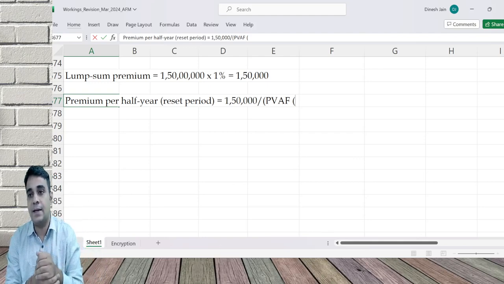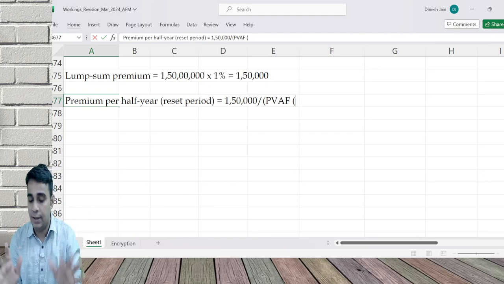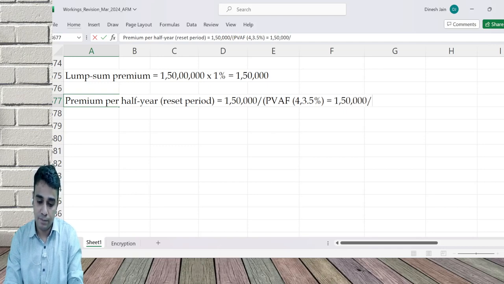How many reset periods are there in the loan? So you'll have to divide this in 4 years or 4 reset period. 4. What is the fixed rate of interest given? 7%. What is the word? Per annum. I'm doing per half year calculation. I'm doing per half year 3.5%. So tell me the annuity factor for 4 and 3.5%. 3.67 and get the answer.